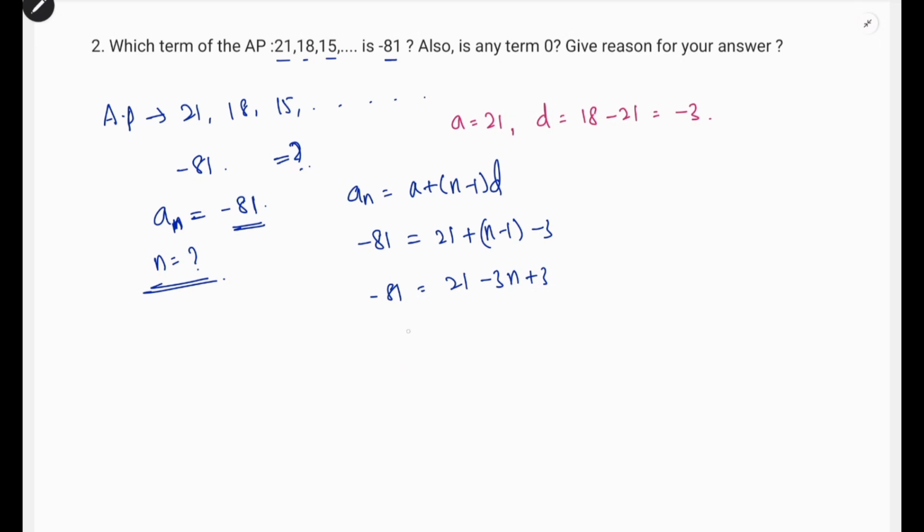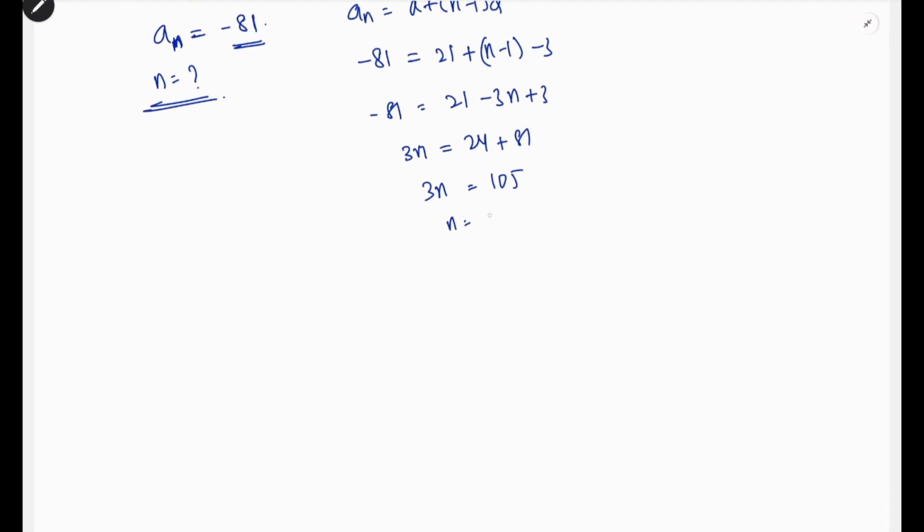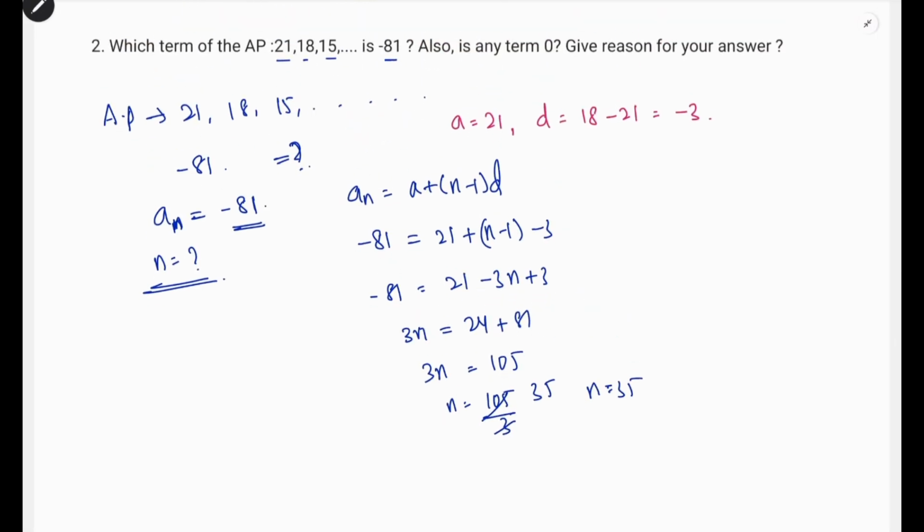It is 21 minus 3n plus 3 equal to minus 81. We will bring minus 3n to the left side, it will be 3n equal to 21 plus 3 is 24, plus bring minus 81 to the right side plus 81, it is 3n equal to 105. n is equal to 105 by 3, it is 35. So n is equal to 35. So the 35th term is minus 81.